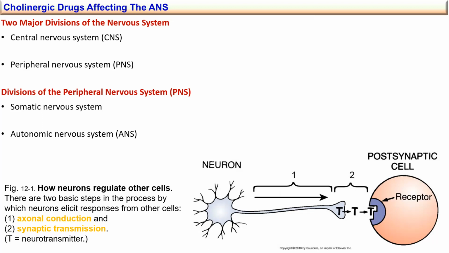Now the ANS, the autonomic nervous system, controls mostly smooth muscles, the cardiac muscle, and the glands. They are controlled involuntarily. So the ANS, sympathetic or parasympathetic, includes all the involuntary control over the smooth muscles, the cardiac muscle, and the glands as well.